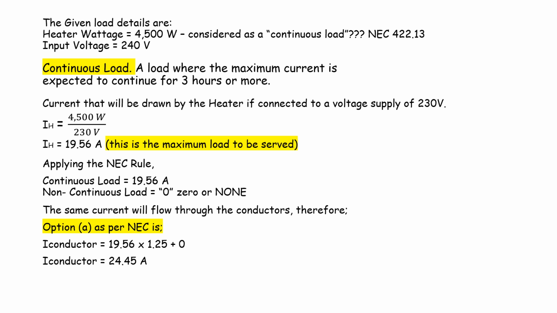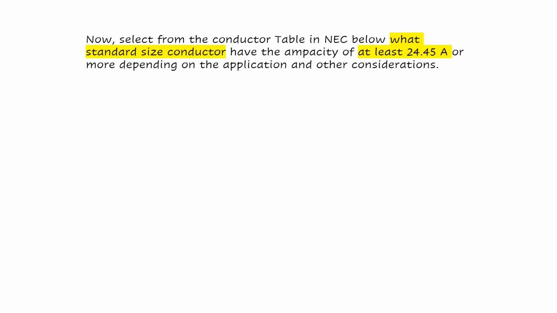19.56 times 1.25 plus 0, or I of the conductor is equal to 24.45 amperes. Now let us select from the conductor table in NEC below what standard size conductor has an ampacity of at least 24.45 ampere or more, depending on the application and other considerations.